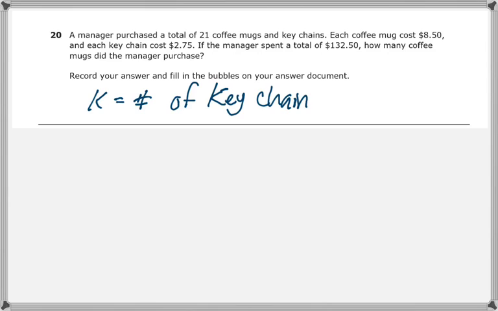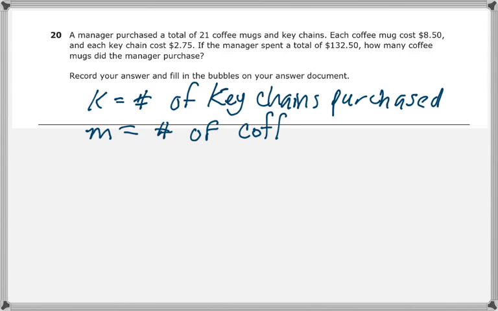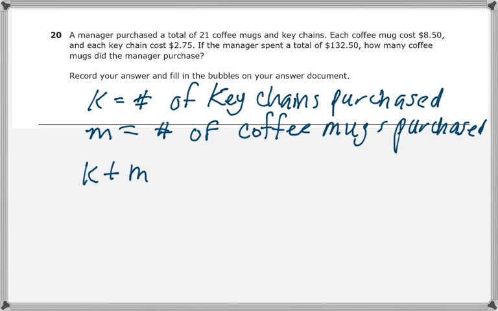So keychains purchased. Okay, and then let's let M equal the number of coffee mugs, coffee mugs purchased. Okay, so we know that K plus M equals 21.